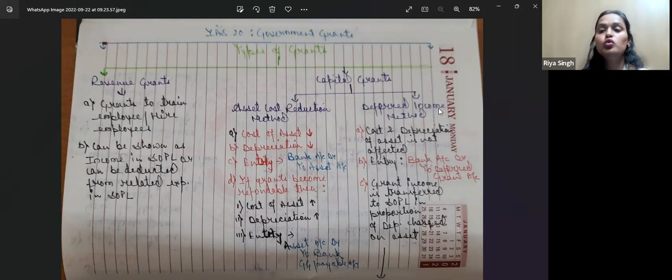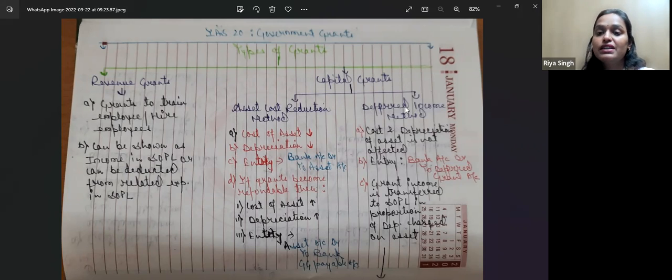Okay, now come to the deferred income method. Here, in the asset cost reduction method, we were directly reducing the cost of the asset by deducting the government grant from the cost of the asset. Now, in the deferred income method, we will not deduct this government grant from the asset, but we will take it as a separate income. Okay.